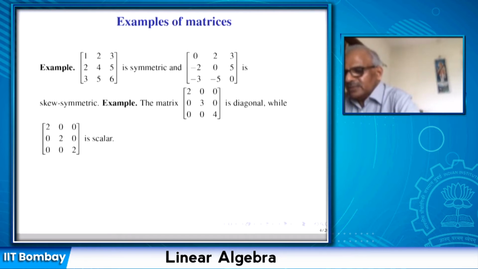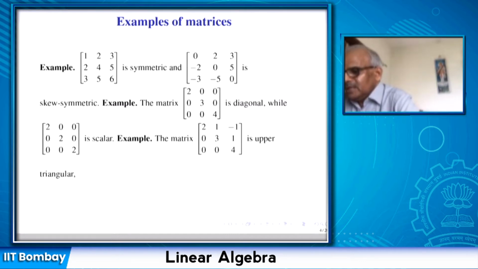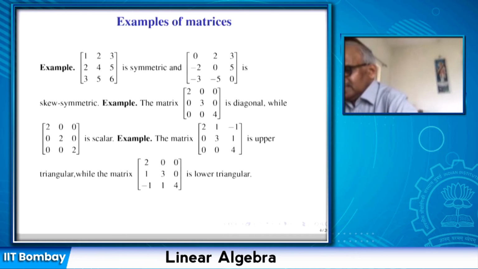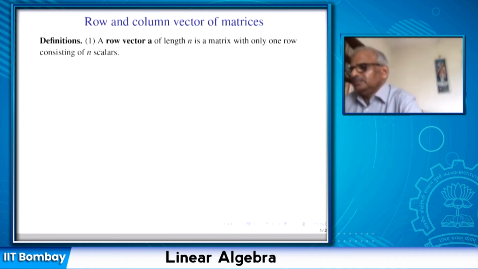And this matrix where all the diagonal entries are 2 and other entries are 0, that is an example of a scalar matrix. Okay. Then this matrix is upper triangular because all the entries below the principal diagonal are 0. So entries which are significant, that means which are non-zero, they lie either on the principal diagonal or above the principal diagonal. So that's an example of an upper triangular matrix. And this is an example of a lower triangular matrix. All the entries above the principal diagonal are equal to 0.